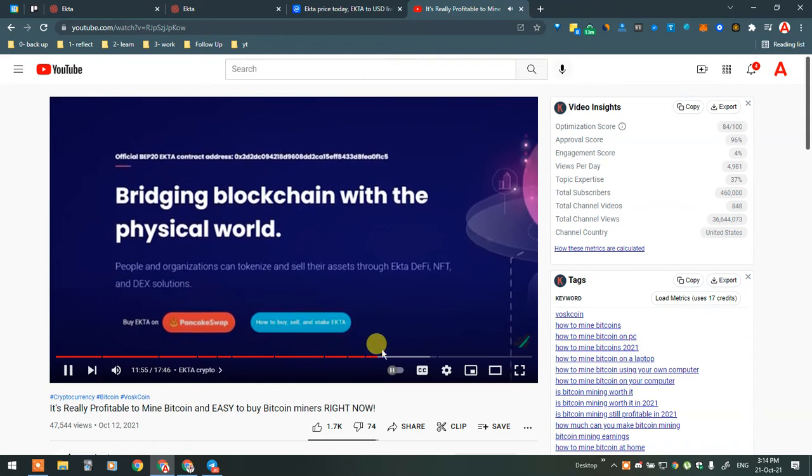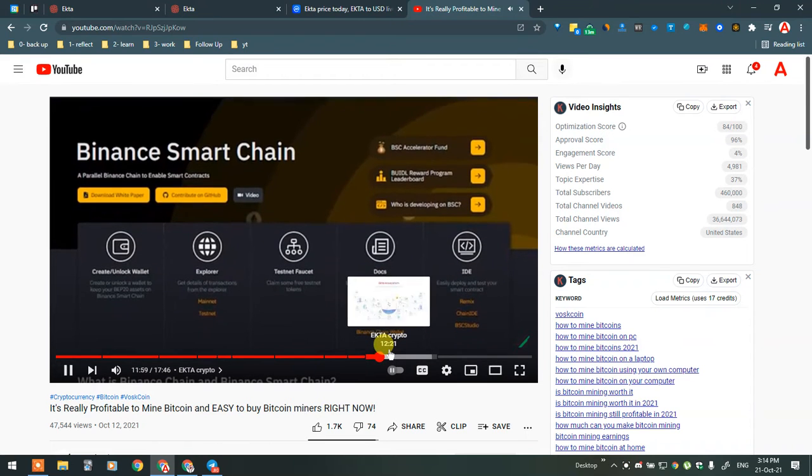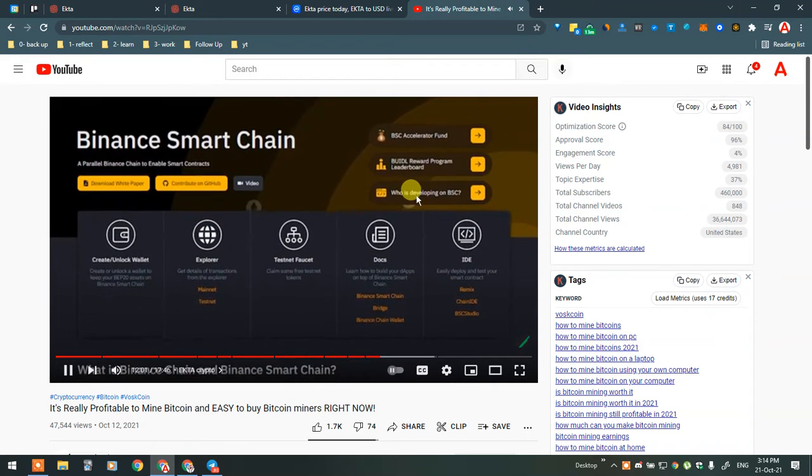In case you don't know, BEP20 is a Binance Smart Chain token. And the Binance Smart Chain is a clone of Ethereum. It's also basically just a better version.